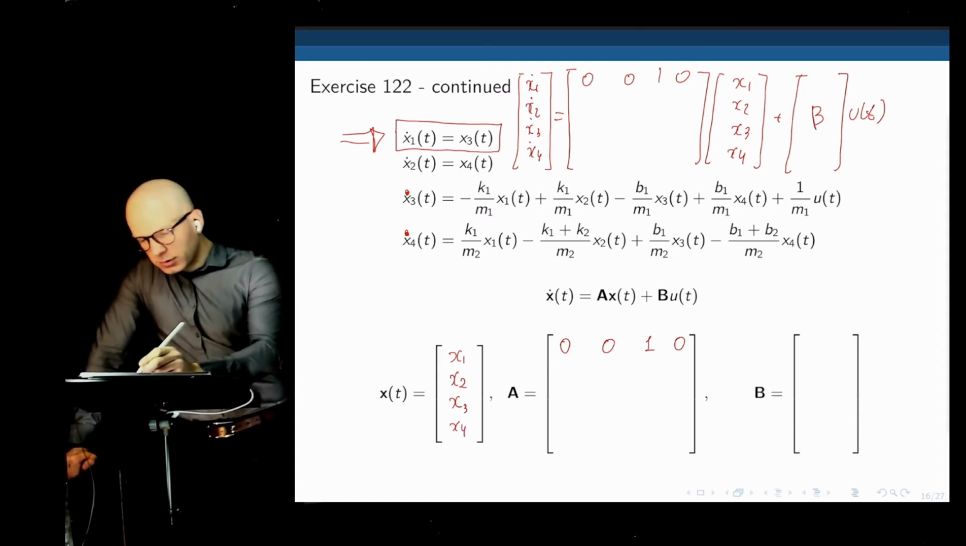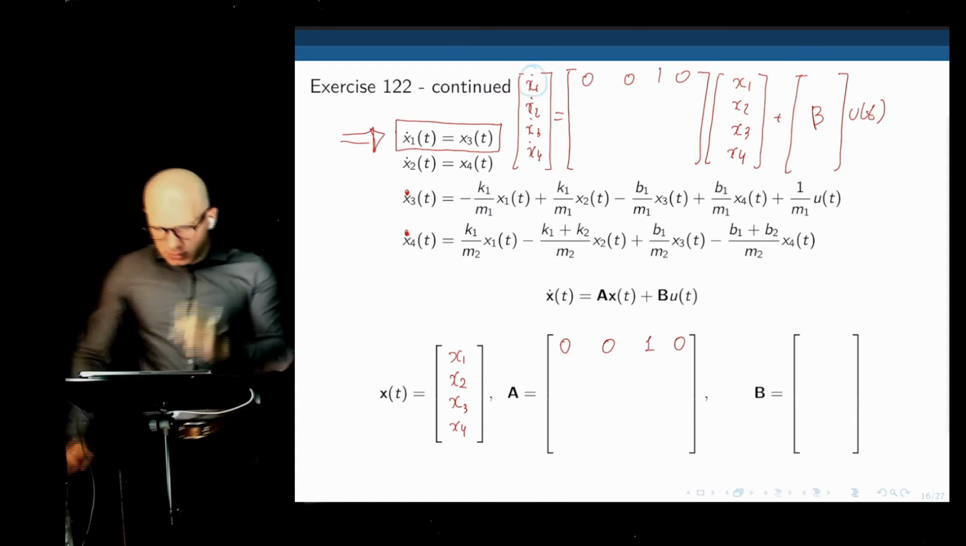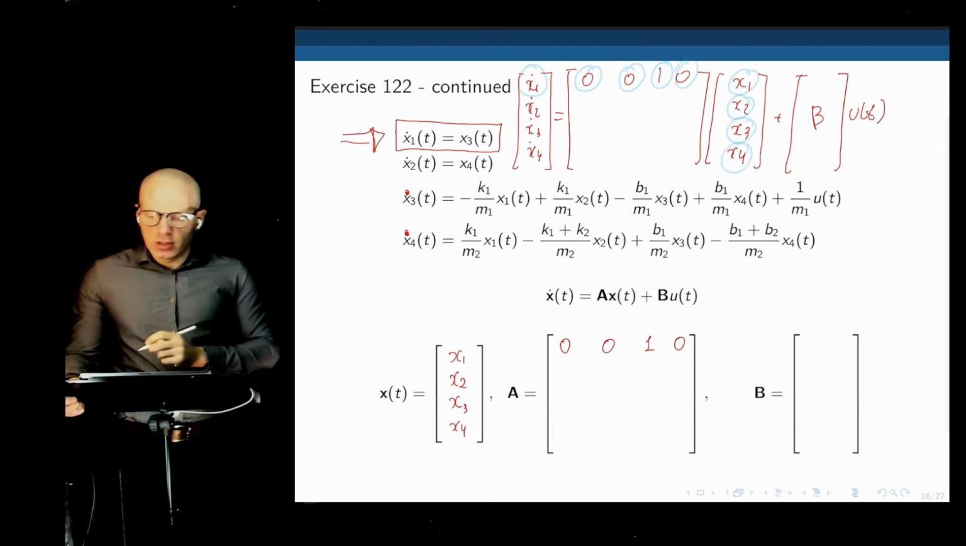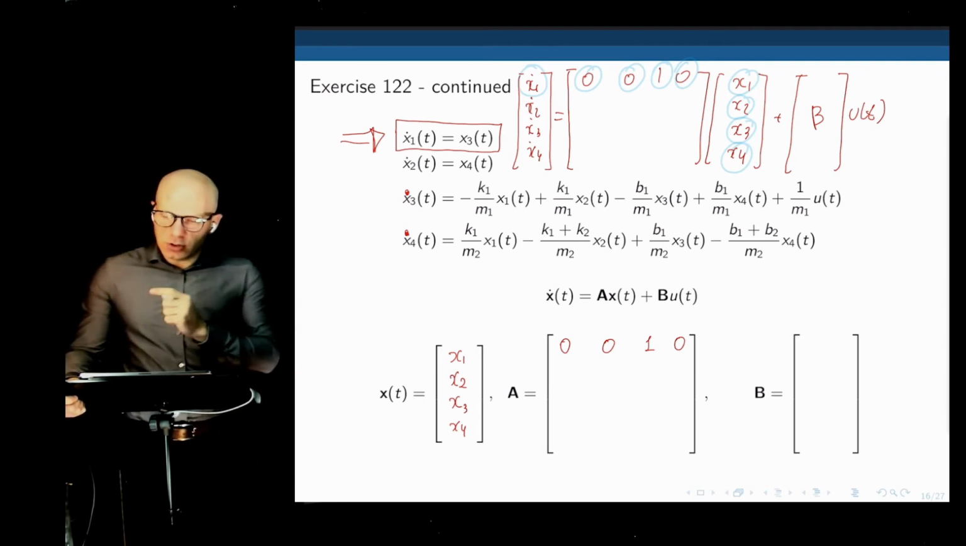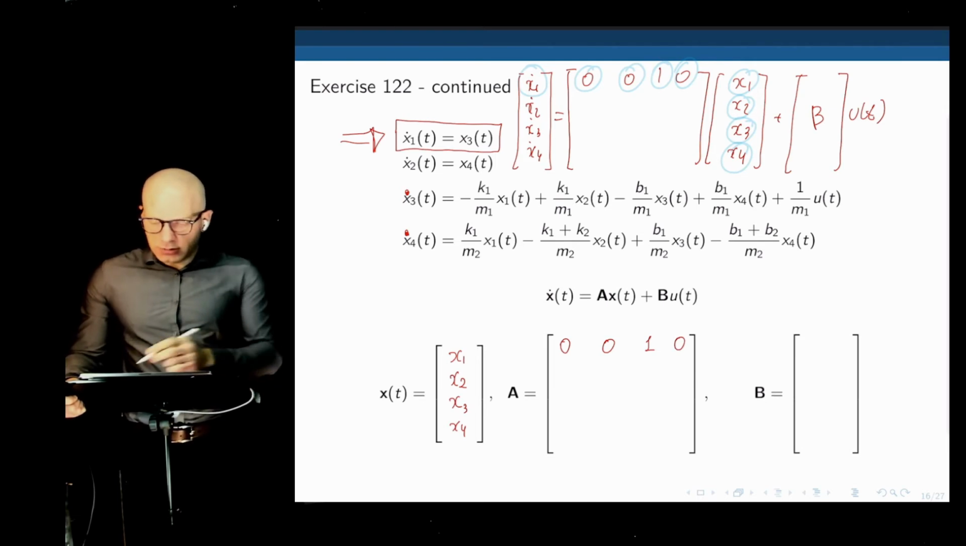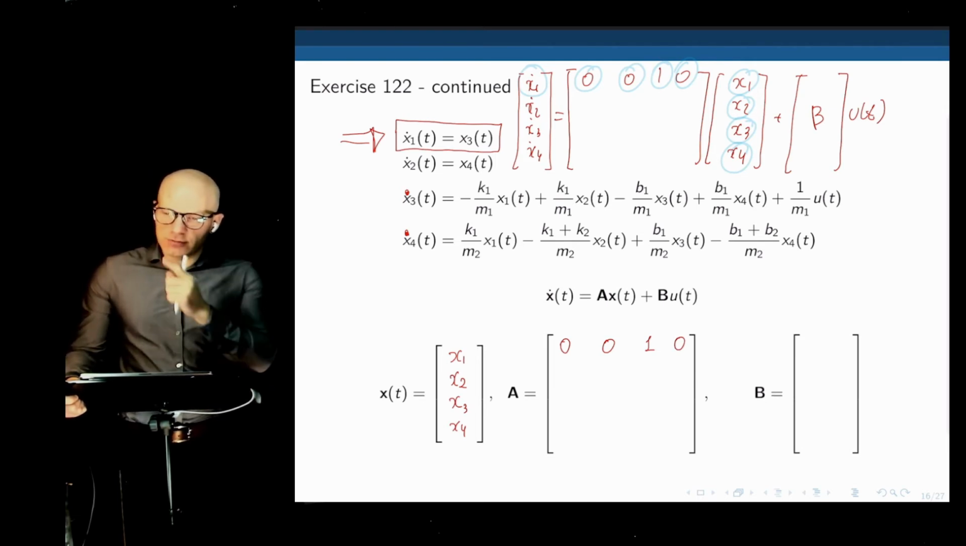The first element, x1 dot, is equal to this element times that, plus this element times that, plus this element times this, plus this element times that. If you want x1 dot to be only equal to x3, then all elements are 0 but the third one. If there was x3 plus x2, then you would have 0, 1, 1, 0. Oh, I think I understand now.